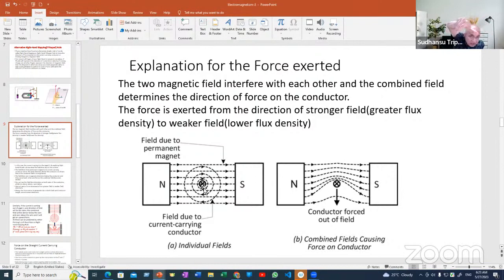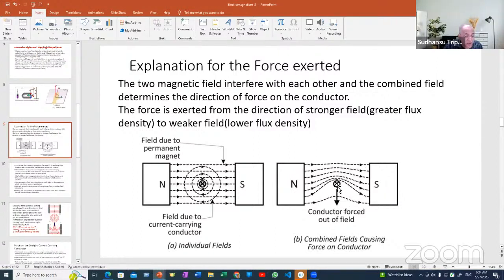Then the curling fingers will give you the direction, so that the magnetic field and the current's magnetic field are in the same direction above the current carrying conductor and in the opposite direction below the current carrying conductor. So they add up, reinforce above, and they cancel out below. So the field becomes weaker below, stronger above.